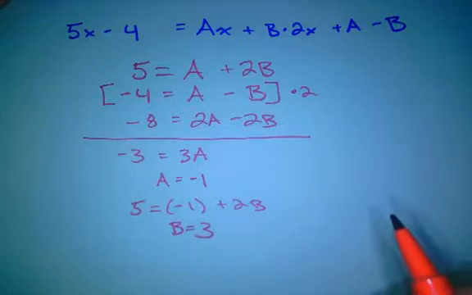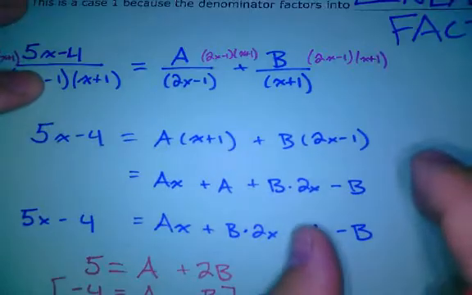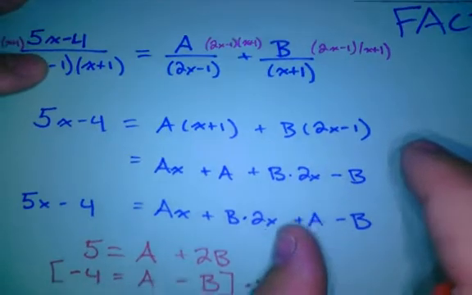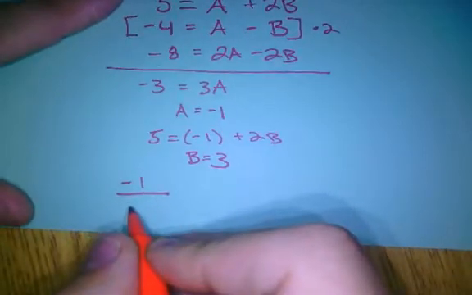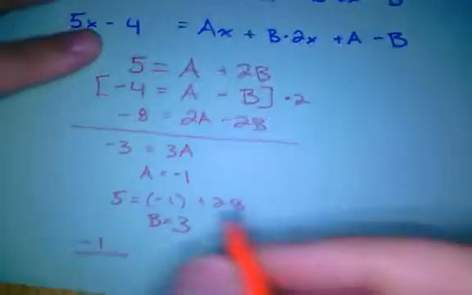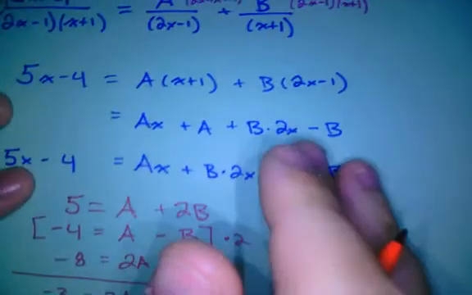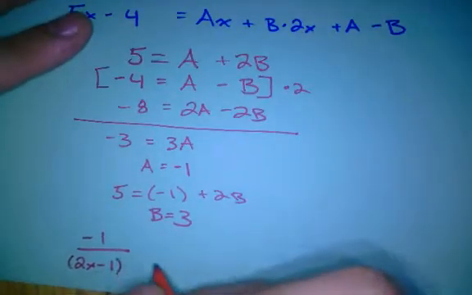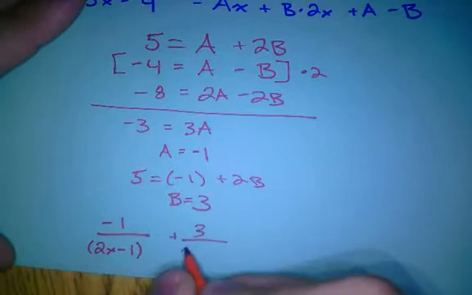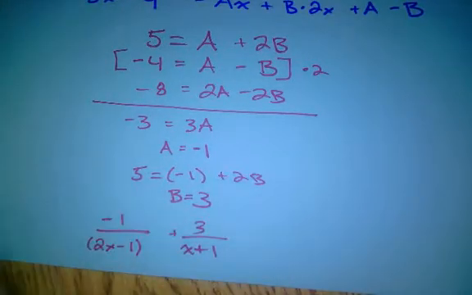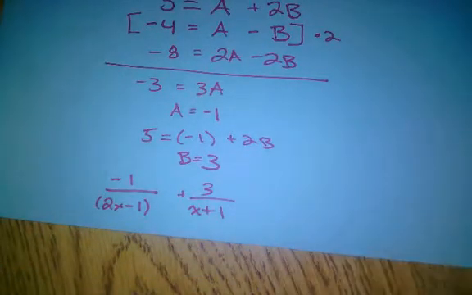So my final answer is going to be what? A is equal to negative 1, so I'm going to get negative 1 for a, and the denominator in the bottom was 2x minus 1. And then it was x plus 1 for the b one, and then plus 3 over x plus 1. And that's what you get. It's the final answer.